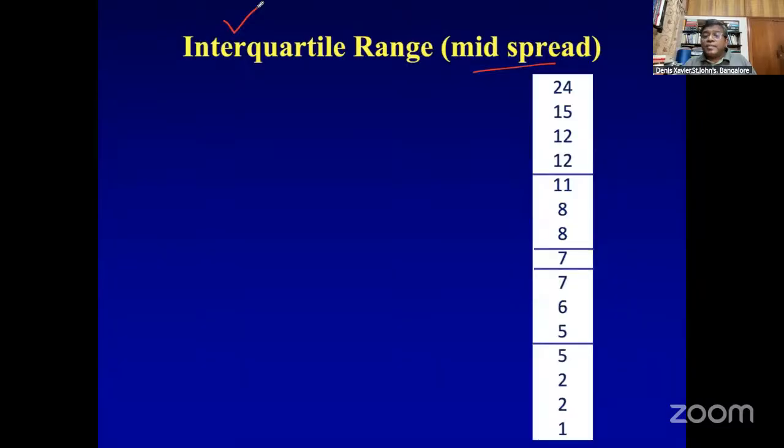Okay, here are the same data. Remember, patient stayed for 1 day, 15 days, and we also added 24 days. Now, what is our mean? Mean is right in the middle, 7.